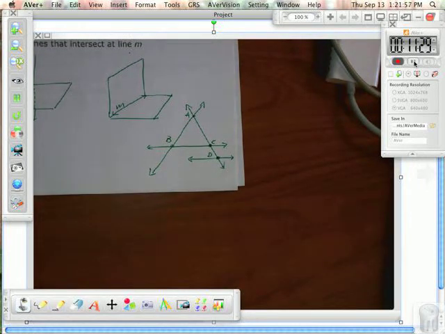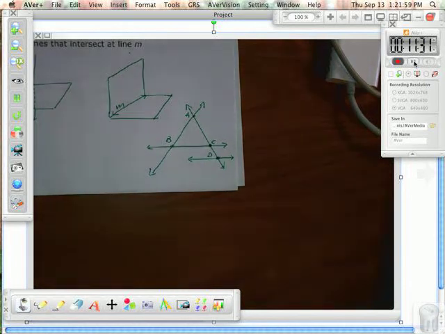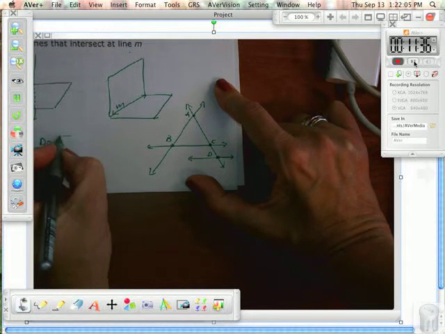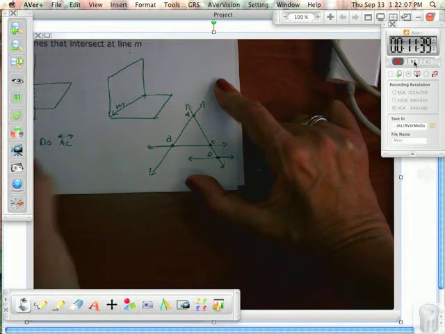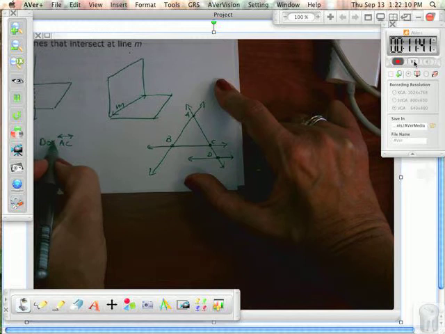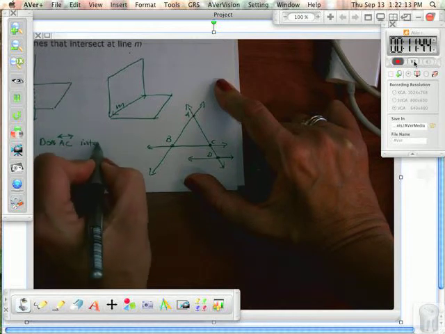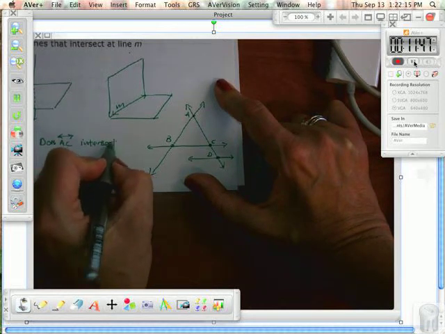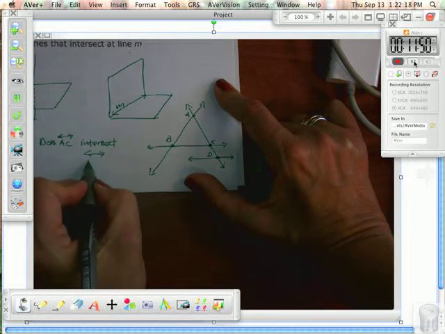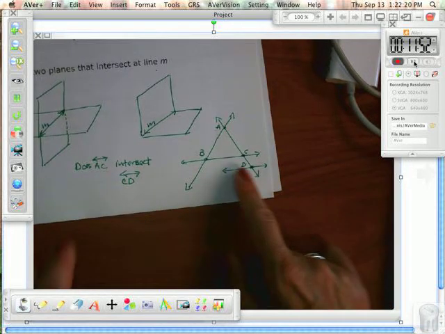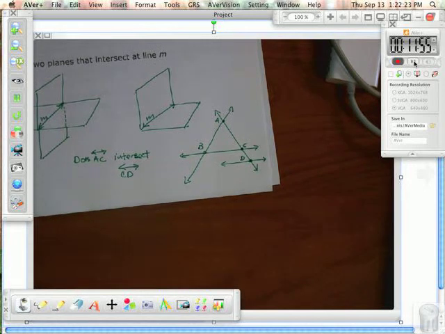Now I'm going to ask you a question that makes you think a little bit, okay? You have to think. Does line AC intersect line CD? Yeah, you should write it. Does line AC intersect line CD? They're the same line. That's something to do with it. Keep that thought.